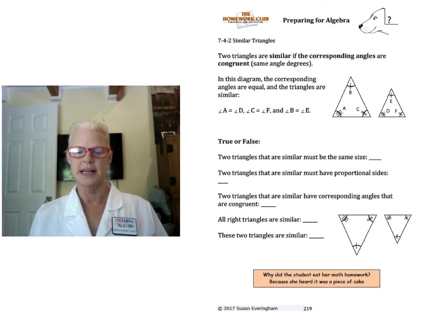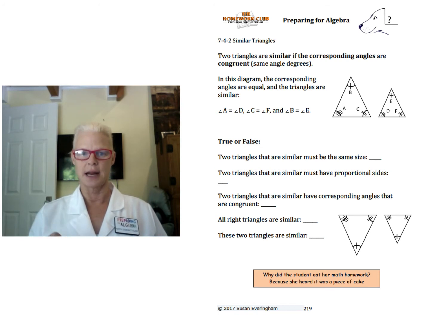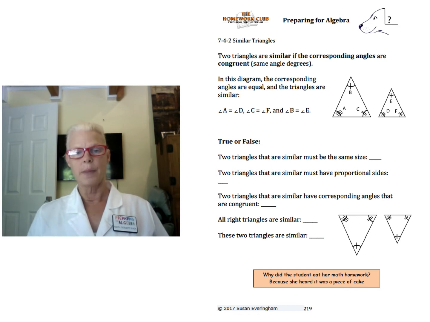Page 219 is similar triangles. Now, similar triangles have corresponding angles that are considered congruent, which means they have the same angle degrees. That's part of our definition here. If you look at the two triangles, they're similar. A and D have the same degree measurement as an angle, B and E, and C and F. So, true or false, go ahead and answer these questions based on the two little triangles below.